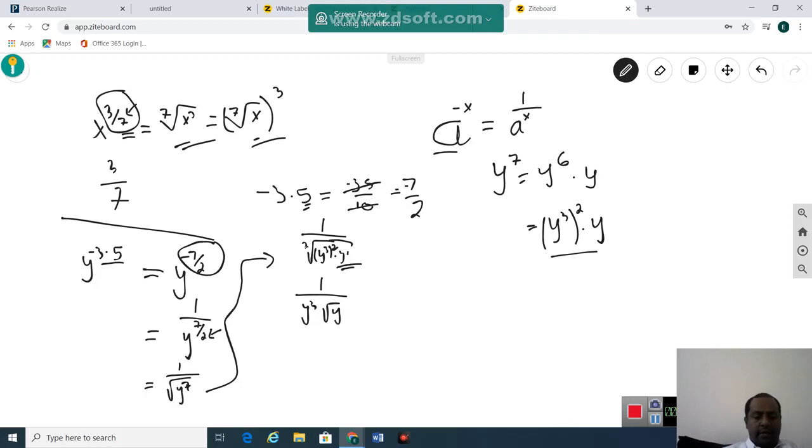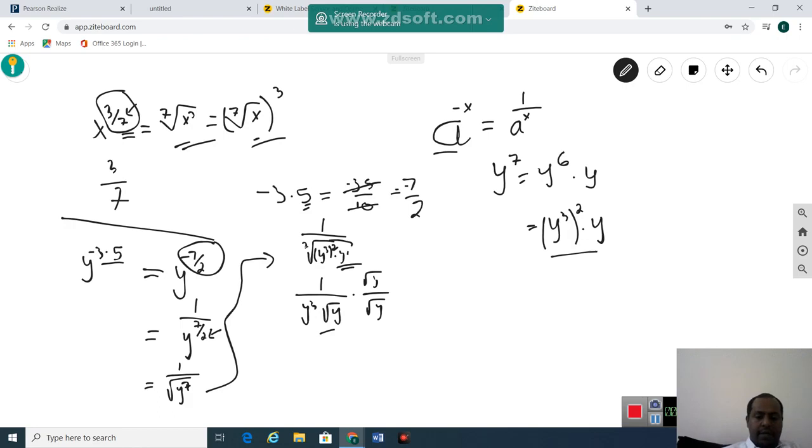Now I can leave it as it is, but in most cases, whenever we have square roots in the denominator, we need to remove them. So in order to remove the square root of y, I will rationalize the denominator. To do this, I will multiply the numerator and the denominator by the square root of y.